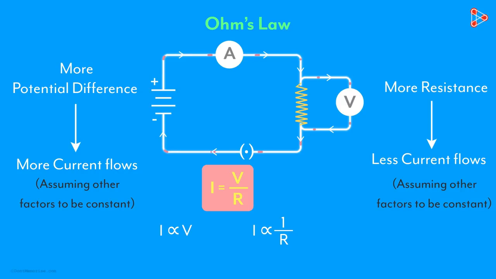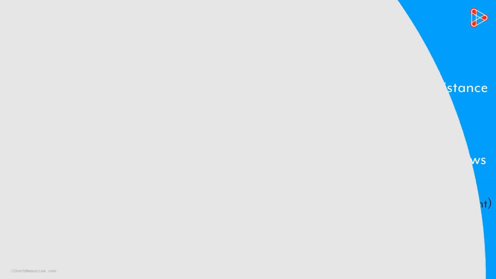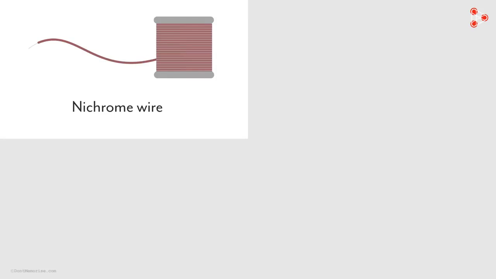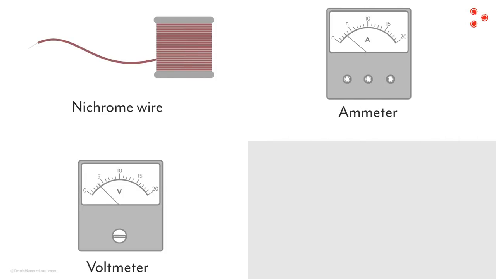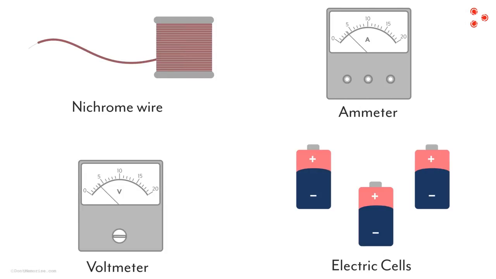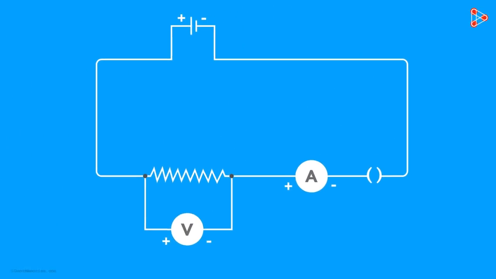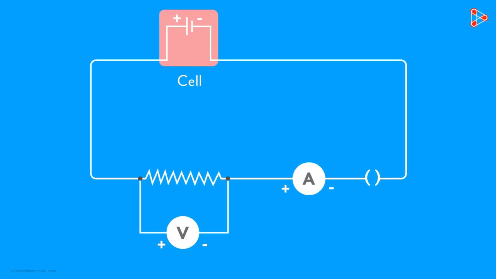Let's do a quick activity to understand Ohm's law. We would need a nichrome wire, a voltmeter, an ammeter, and 3 electric cells of very low voltages, somewhere in the range of 1 to 1.5 volts. First, we form a circuit like this which has just one cell as the source. This is the nichrome wire, which is the resistance also.